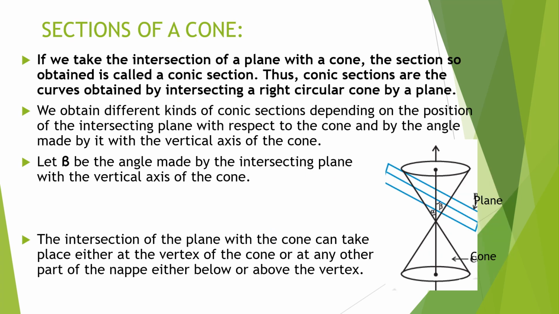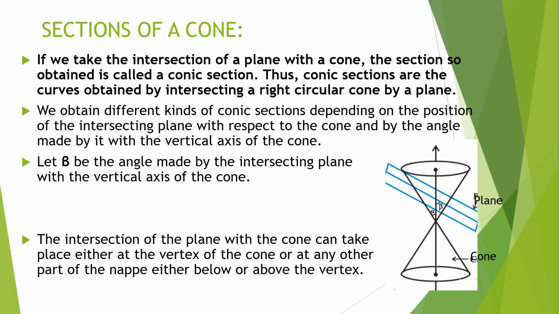So let us define the conic section. If we take the intersection of a plane with a cone, the section so obtained is called a conic section. Thus, conic sections are the curves obtained by intersecting a right circular cone by a plane. You can see in the diagram. Now, if we intersect the right circular cone with a plane, then we obtain different structures depending on the position of the intersecting plane with respect to the cone and by the angle made by it.